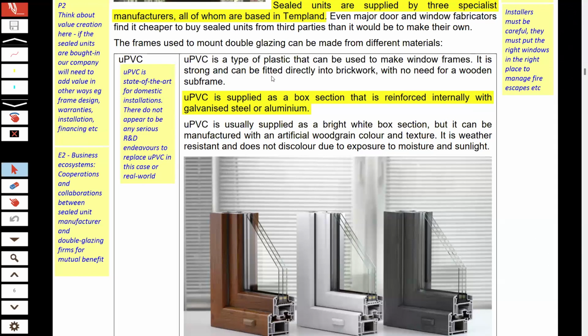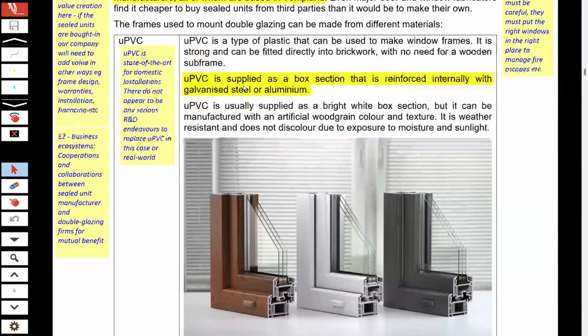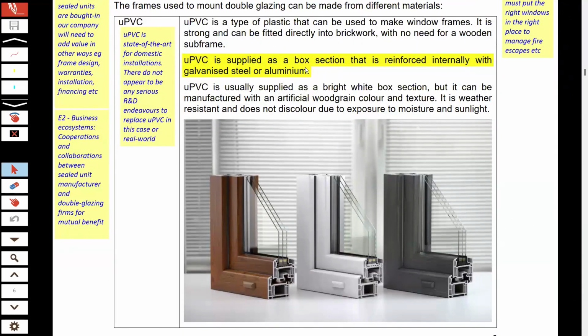So it's a type of plastic. It can be fitted straight into brickwork. There's no need for a wooden subframe. And it's supplied as a box section, and we can see in this diagram that sort of boxy structure. And then inside it, of course, to give it strength, it's got steel or aluminium. Normally it comes in a white section, but it can be manufactured to look like wood. It's very weather resistant. It doesn't discolor. And therefore, it would be a very sound choice for the customer.